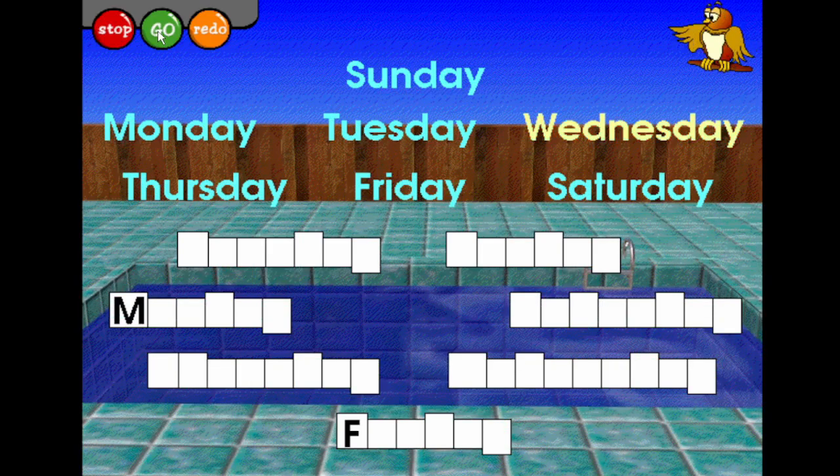Click on the day of the week that is flashing. Then click on the word outline it will best fit into. Wednesday. As each day of the week flashes, click on it. Then match it to its outline.